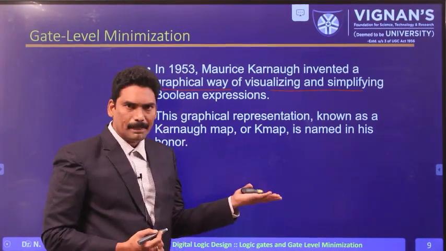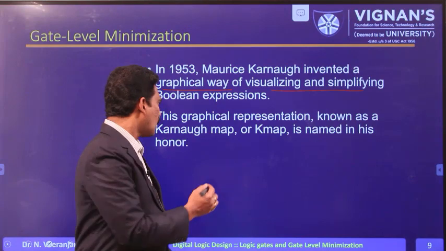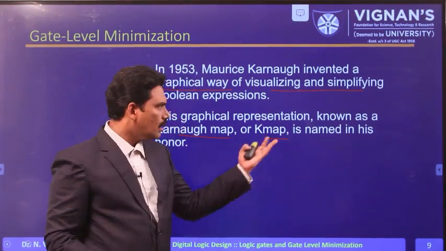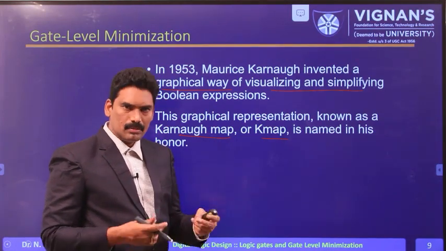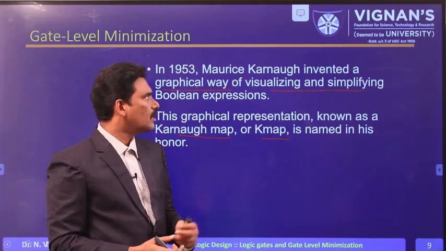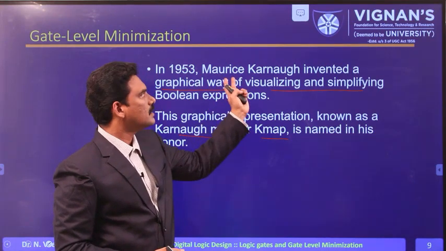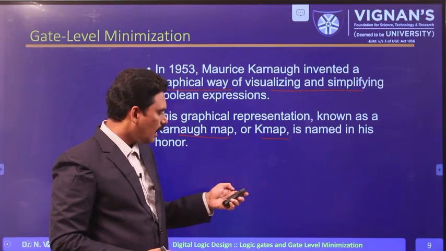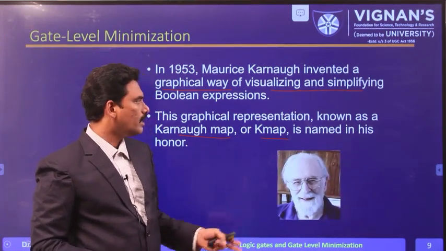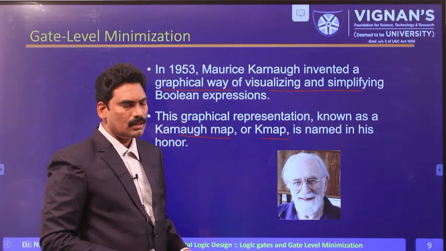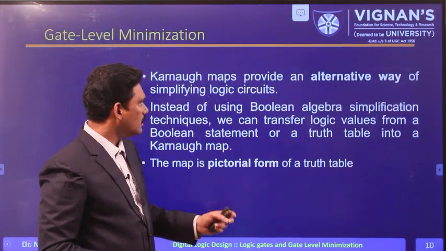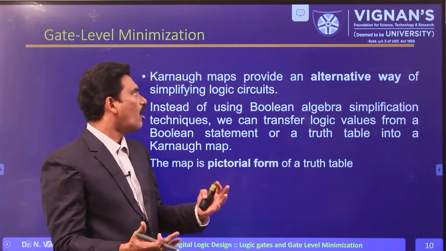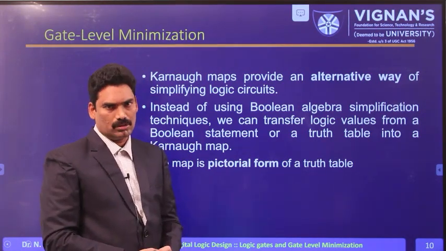This graphical representation is known as the K-map, Karnaugh map, and it is named in his honor. The name of the scientist is Maurice Karnaugh. That's why it is the K-map method, that is, the Karnaugh method. And this is the person, Maurice Karnaugh. This Karnaugh method gives an alternative way of simplifying Boolean circuits.